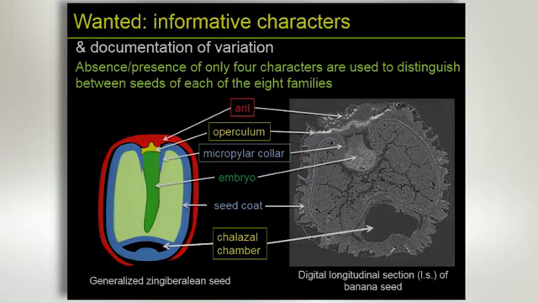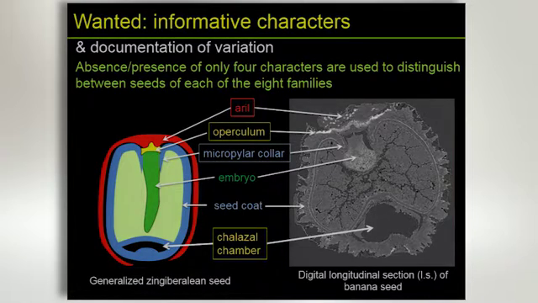Before our study, the ginger seeds were known to be quite variable in structure. They have a lot of cool characters. Basically the absence or presence of only 4 characters can let you distinguish between the 8 different families. That's the aril shown here, the operculum, the little germination structure, a little cap, the micropylar collar, which is a downturning of the seed coat, and then the chalazal chamber, which nobody knows what it does, but it's a little chamber at the chalazal end of the seed. So do seeds have them or not?